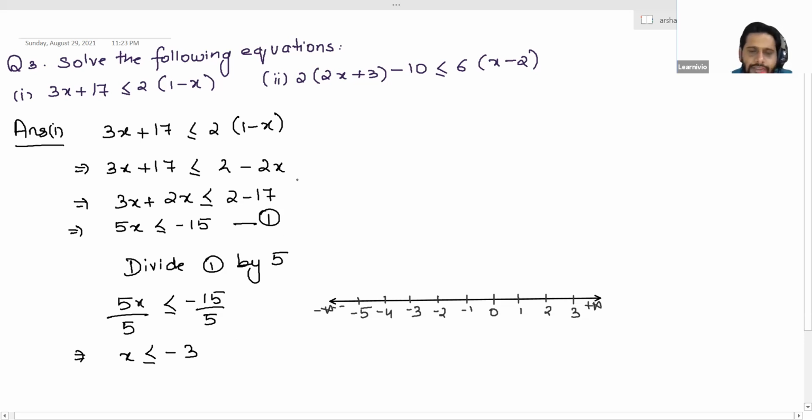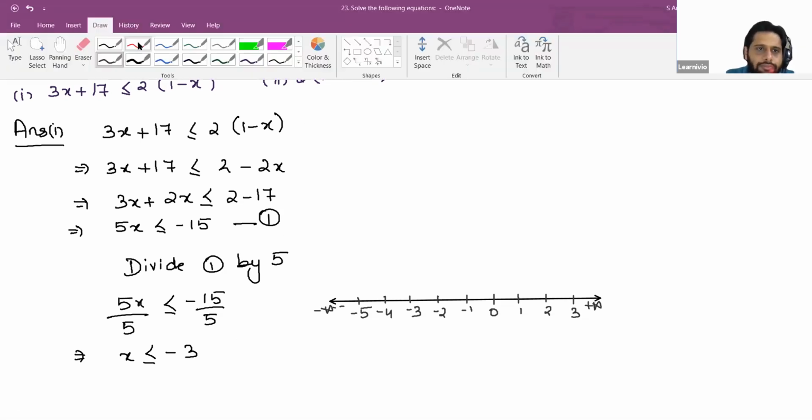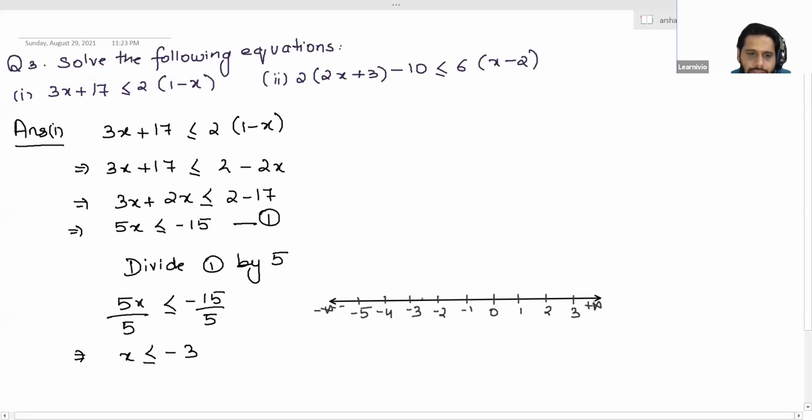Now, x is less than equal to minus 3. So Rishan, in this case, there is less than equal to, it means minus 3 is also the solution. It is not only less than, this is less than equal to. So this is dark and we'll highlight this part. So this complete is the answer. Okay, Rishan, this is clear.